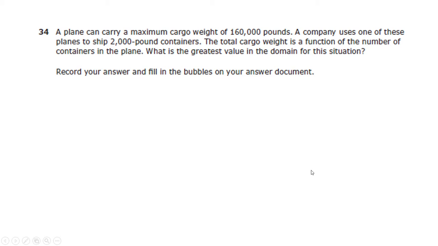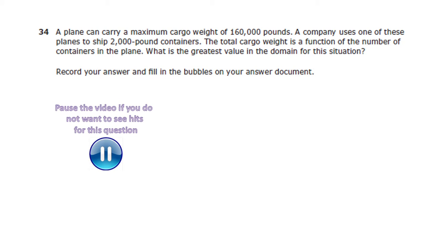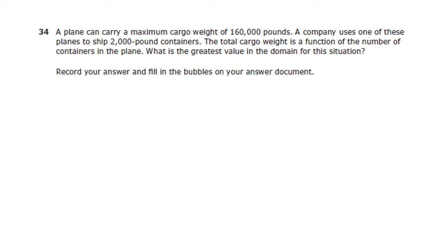Okay, number 34. Number 34 looks hard at first, but it's actually a very easy problem. The trickiest thing here is the word domain. Because we talked about domain on day 14, that is what we will see other questions related to domain. But this question's kind of unique because of what is involved to do this question.